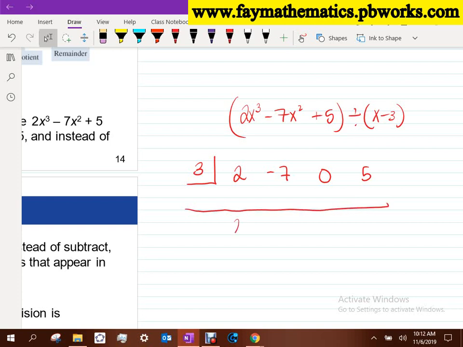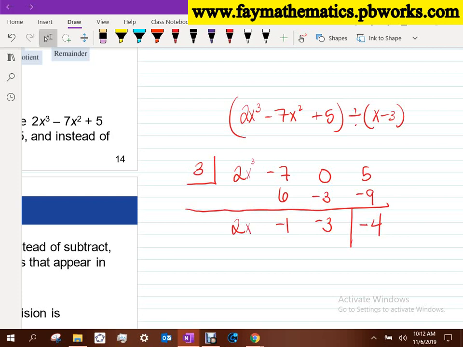Bring my 2 down. Multiply gives me 6. -1 is 1. Bring down 3. -8. Remainder is -4. Okay. So, writing my polynomial then, if this was x cubed, what's this? X squared.